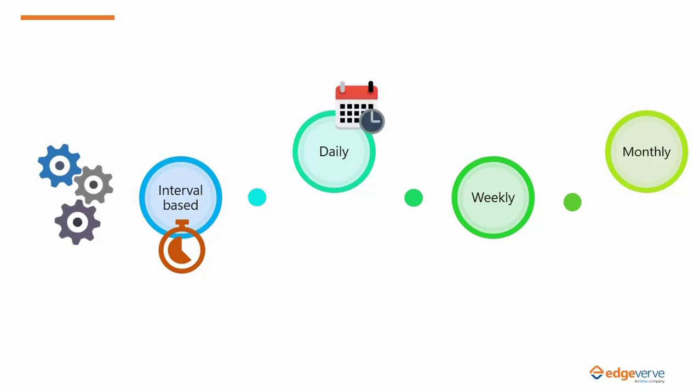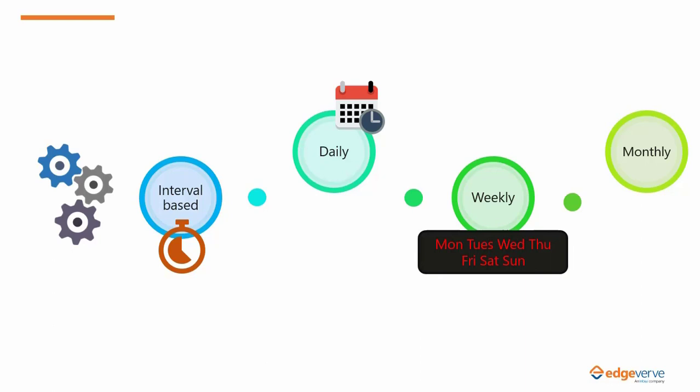Daily triggers are triggered at the start time every day till the specified end by date. Weekly triggers trigger the request on specific days of a week or nth week. Monthly triggers trigger the request on specific days of a month.